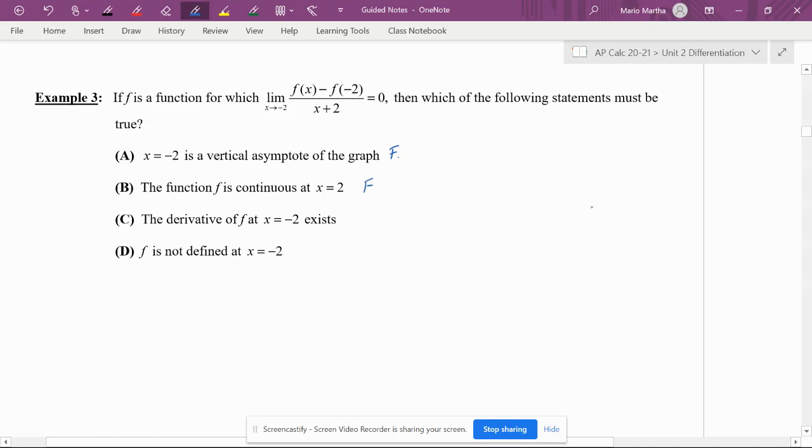For B, we can also say this is false, because it doesn't really matter what's happening at x equals 2, because we're not talking about x equals 2. We're talking about x equals -2. The derivative of f at x equals -2 exists. So this is true. The reason this is true is because the definition of the derivative value is 0.